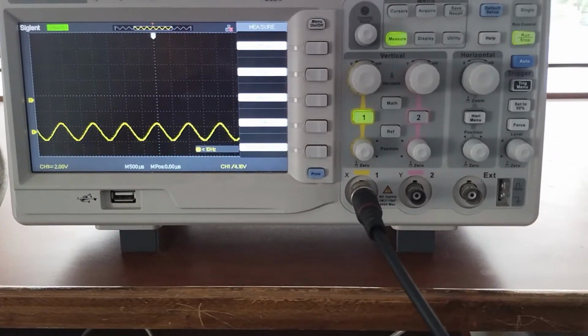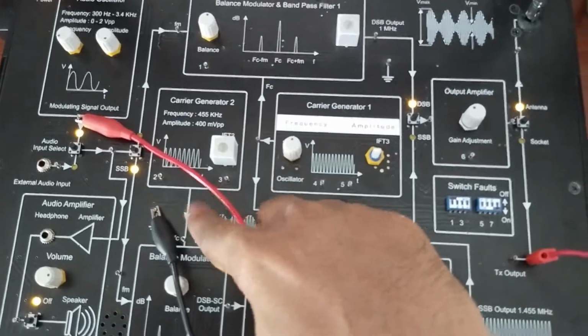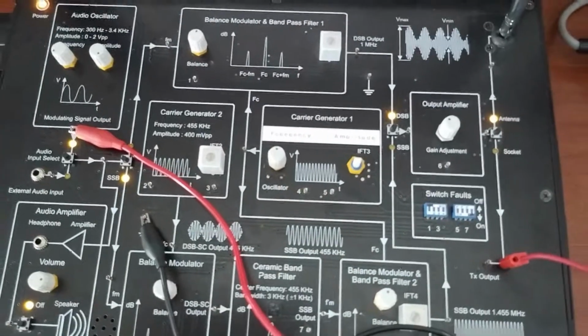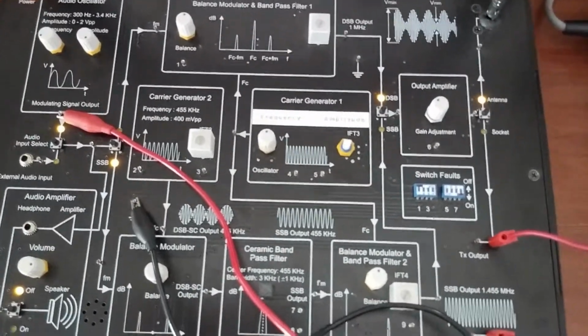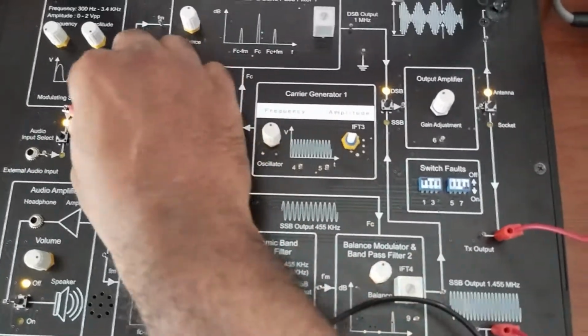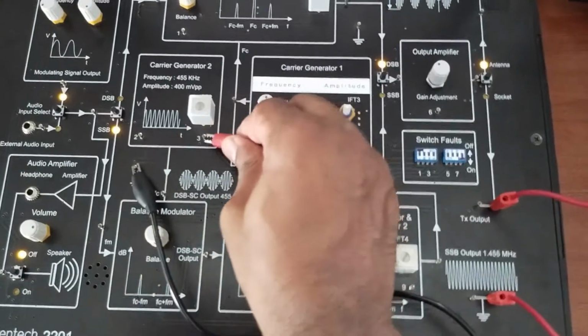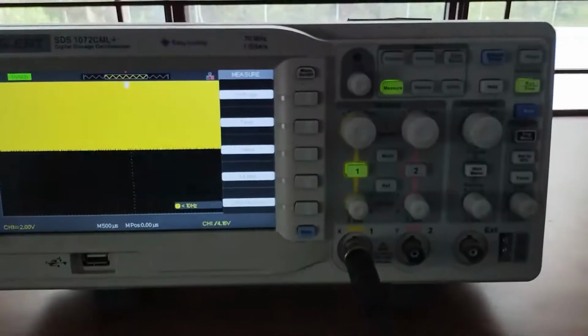This sinusoidal message signal is given to the balanced modulator, and along with it I am using the carrier signal from the carrier generator. The carrier generator gives a 400 millivolt peak to peak amplitude with 455 kHz frequency. To observe it, connect the positive probe of the CRO to the third pin of the carrier generator. This gives the carrier signal.